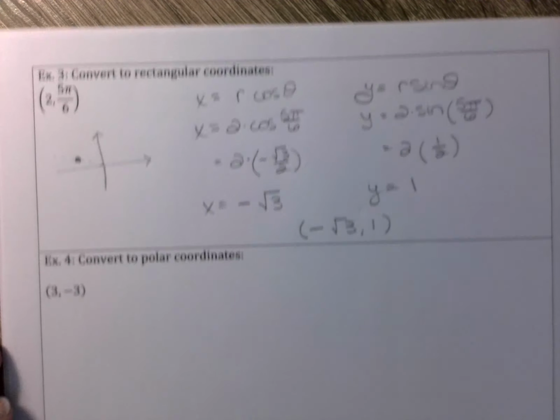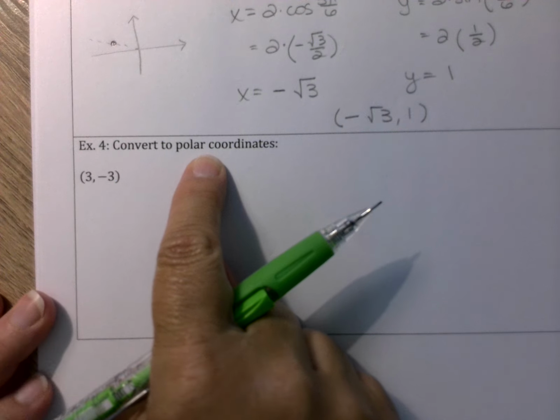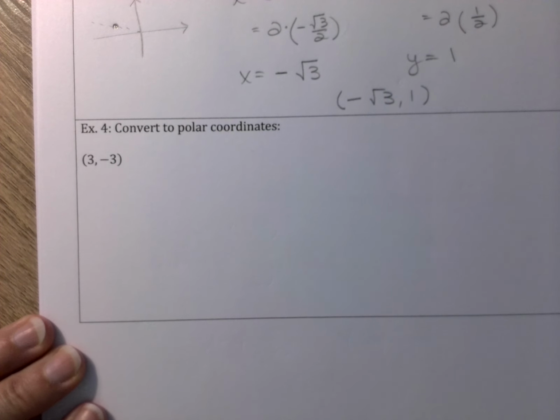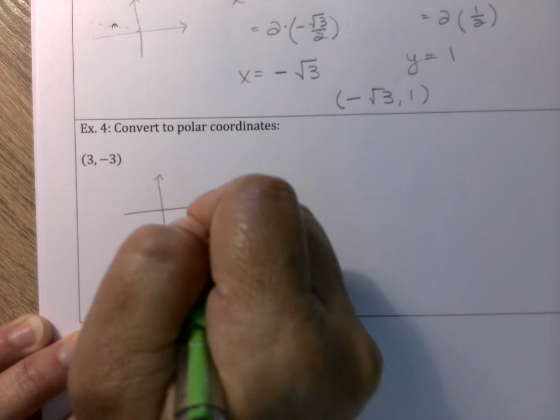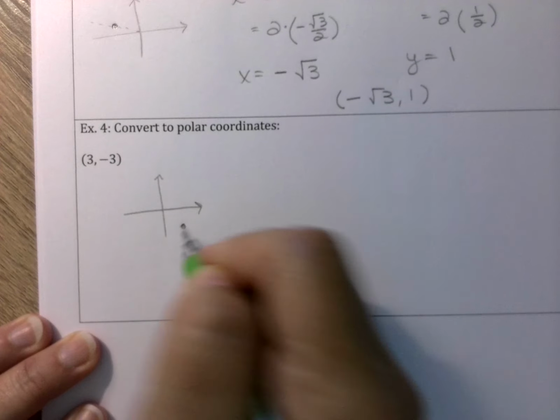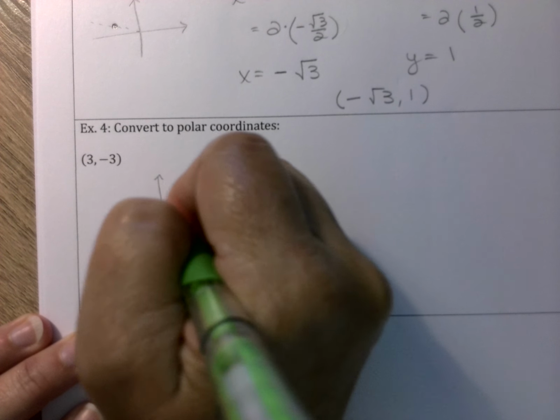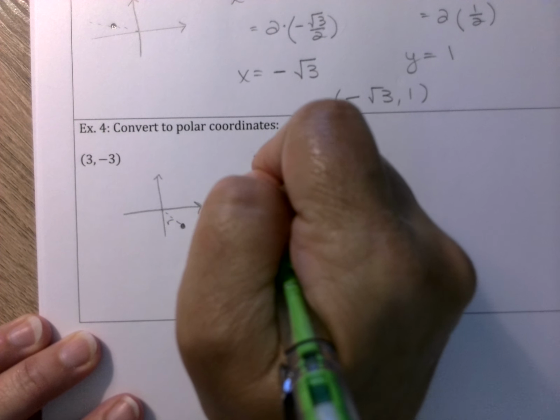Okay, now let's go in the other direction. We've got an x and y, and we want to convert to polar, to r, theta. Again, I'm going to plot the point just so I have a visual. (3, -3), somewhere down here in quadrant 4. So I'm trying to find that r and theta. Well, let's start with r first.